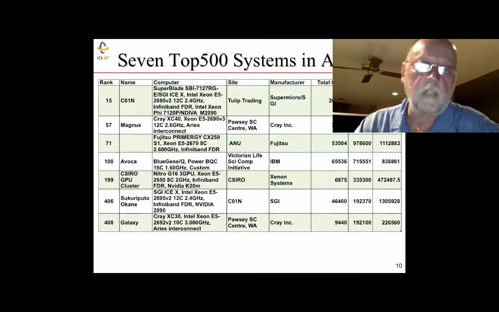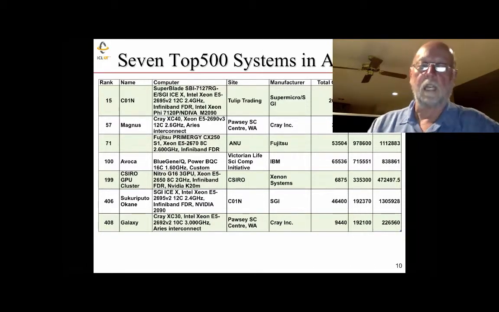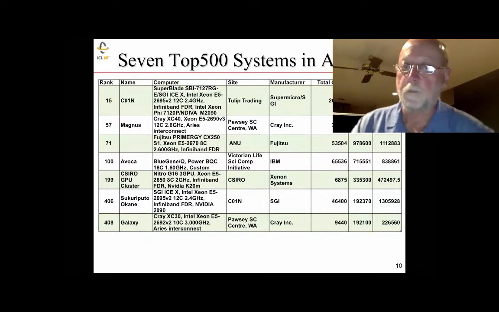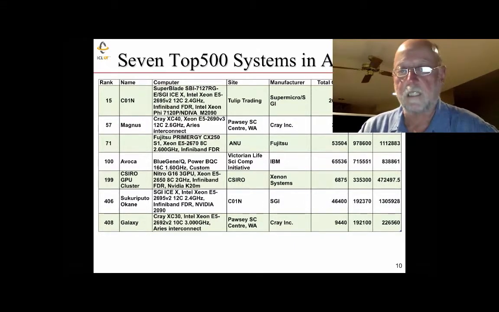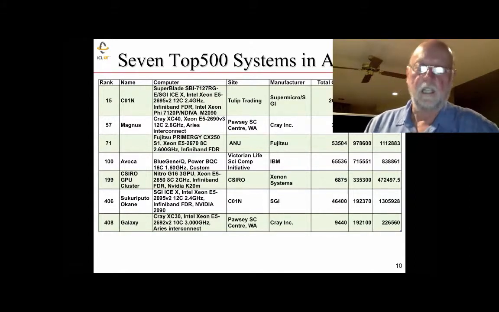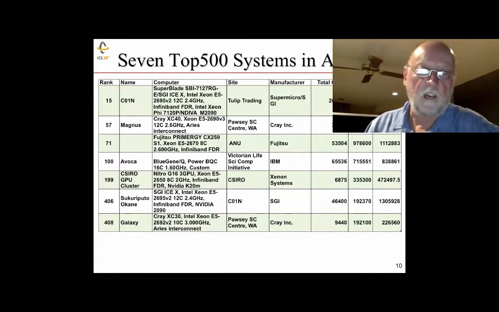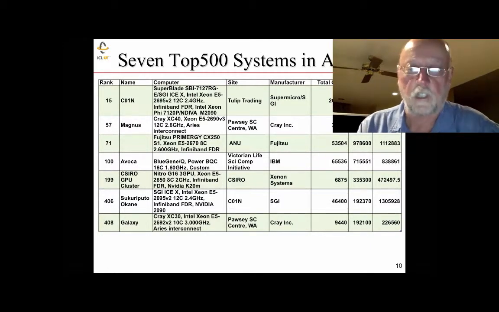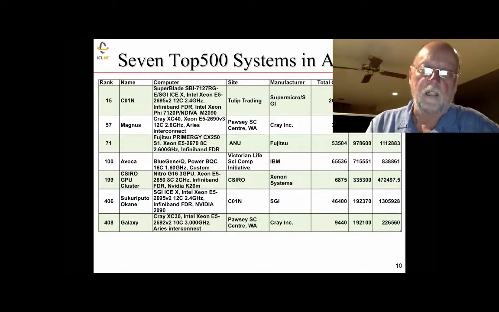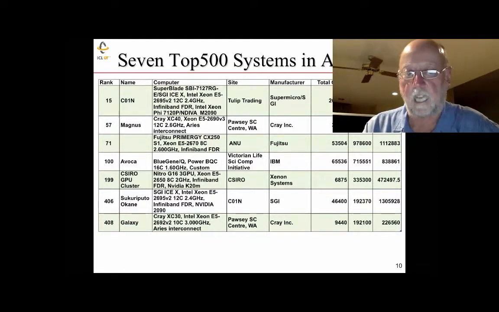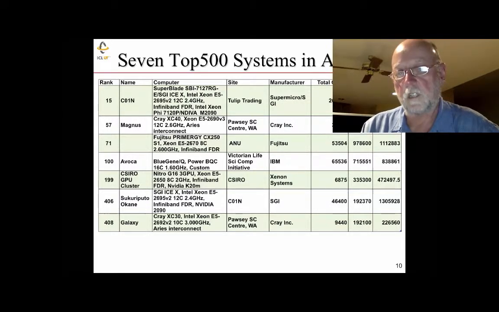If you're interested in Australia, Australia has 7 machines in the top 500, and I've listed them here. It's got a machine at position number 15, at Tulip Trading. I'm not exactly sure what Tulip Trading does, but it probably does some sort of commodity trading. They're using a high-performance machine, perhaps to do that kind of arbitrage or look at futures for the market. And then there are more traditional high-performance computers at various places, ANU, CSIRO, and a number of other research places in Australia.